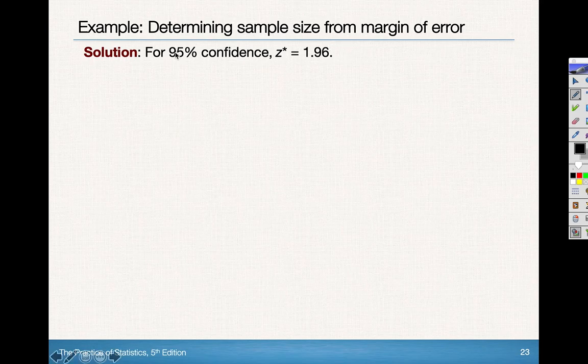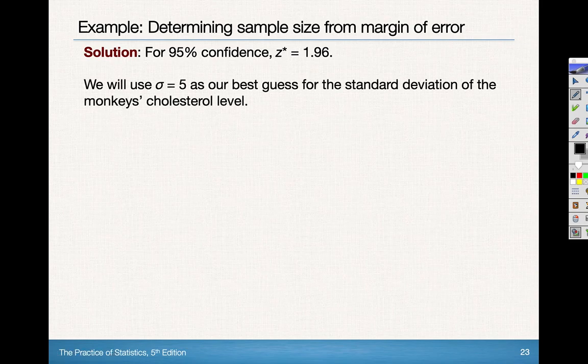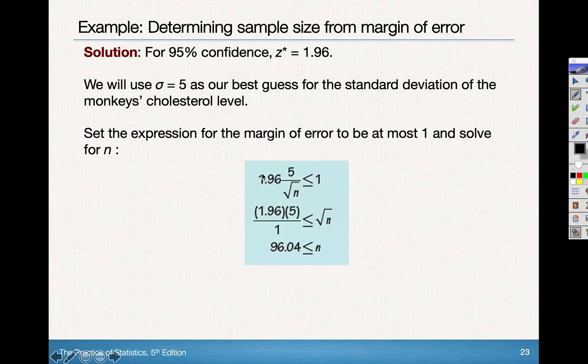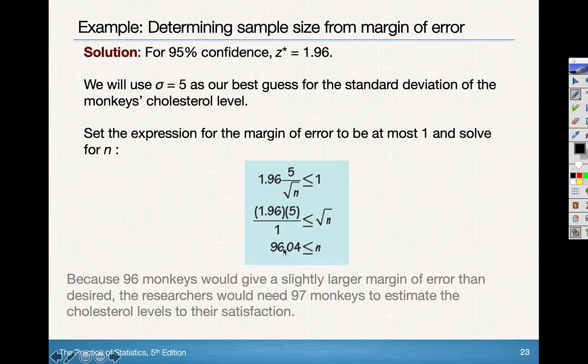We learned that in section 2. 5 will be our sigma. And then once you put everything in its place, 1.96 is Z star, which is technically T star for means. 5 will be the standard error. They gave it to us. This has to be within 1 because they gave it to us. You solve this little algebra question and we say, oh, 96.04, always round up. So 97 monkeys will be our sample size.